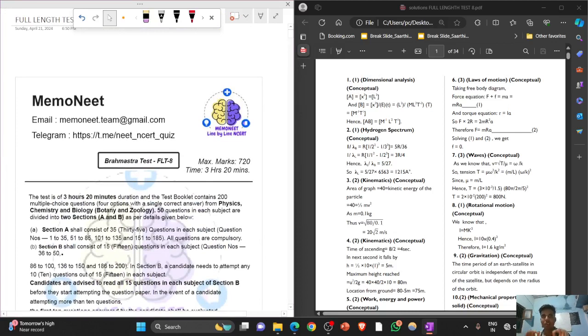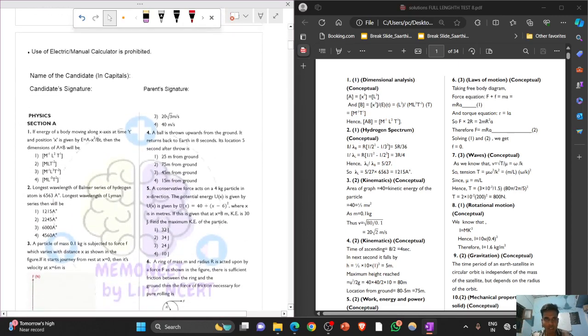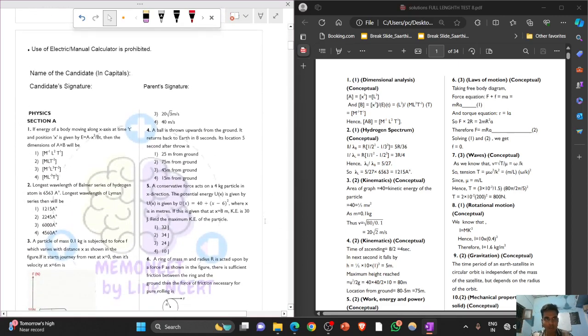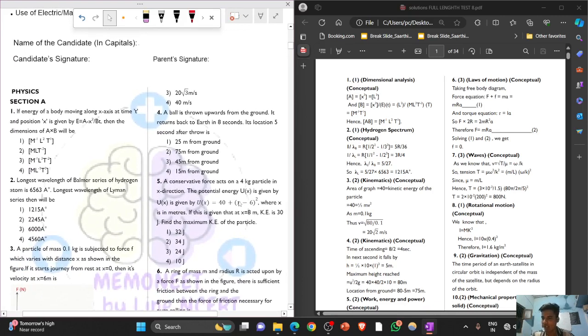Now today we're going to solve the Brahmastra test with explanation. Without wasting your time, let's get started. Okay. Now first we will understand the question. Thereafter we will try to understand the solution and its explanation. Okay. Now moving to your first question.